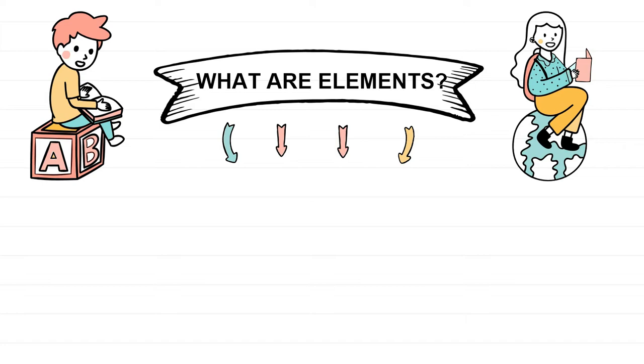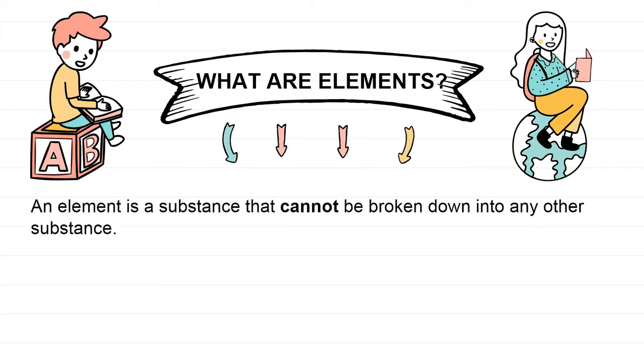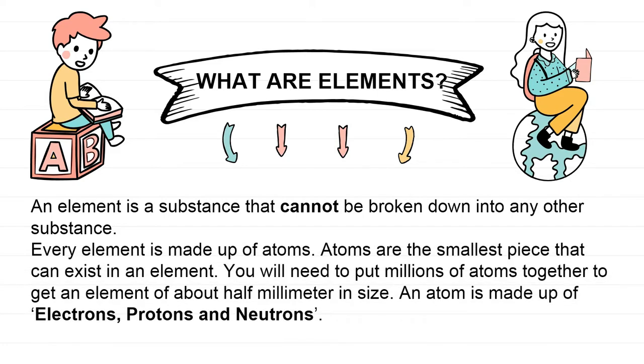Before we study the modern periodic law, we have to know what elements are. An element is a substance that cannot be broken down into any other substance. It means an element is the smallest unit. Also, every element is made up of atoms. Atoms are the smallest pieces that can exist in an element. You would need to put millions of atoms together to get an element of about half a millimeter in size. So an atom is the smallest unit which combines together to give an element.